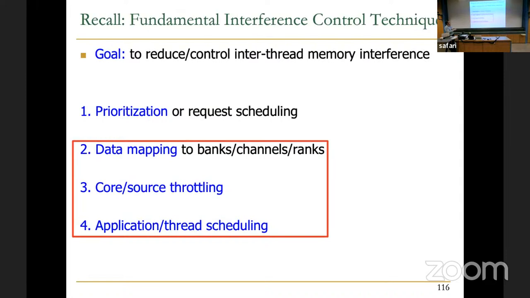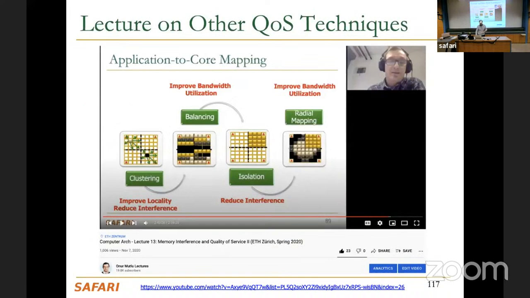Now we're going to talk about data mapping, core source throttling, and application thread scheduling, I guess in that order of priority. And there's more in some other lecture because we have only 1 hour, 54 minutes to be exact, and I don't intend to continue this tomorrow.